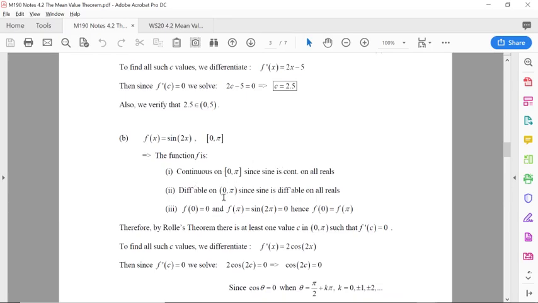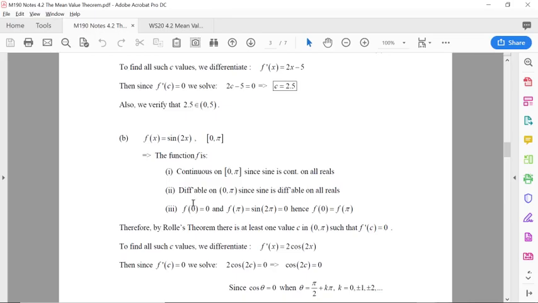Similarly, for differentiability, we know that the sine function is differentiable on its domain, that's all real numbers. In fact, all the trigonometric functions are differentiable within their own domains. So since the open interval 0 to pi is contained within the domain of the sine function, then the function f is differentiable on the open interval from 0 to pi.